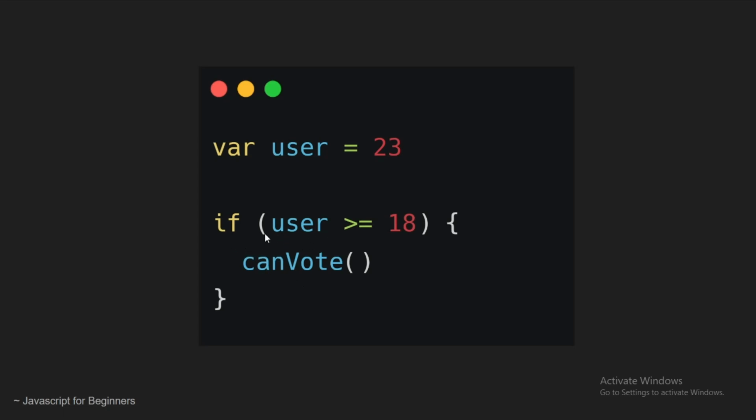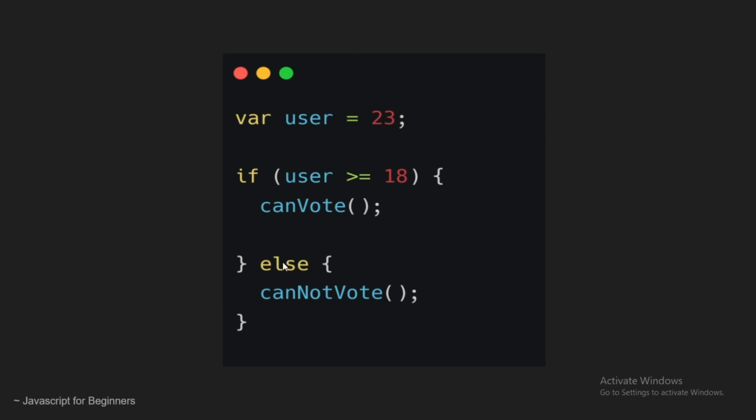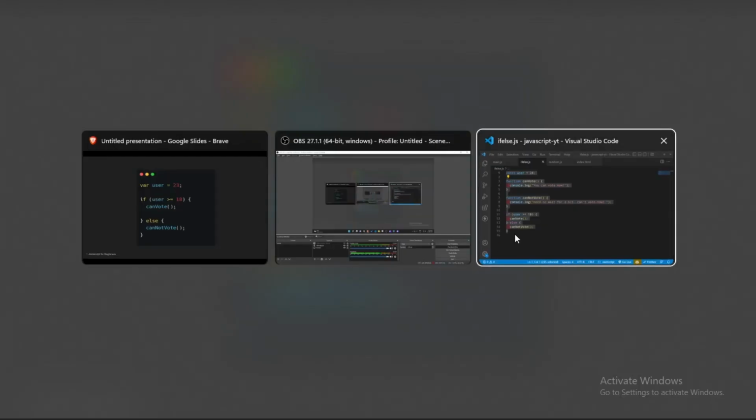Now, if this statement is false, then what to do next? To handle that, we're going to make another else statement right over here. This statement says that if the statement is falsy, then it's going to run this other function. Now let's see the output.